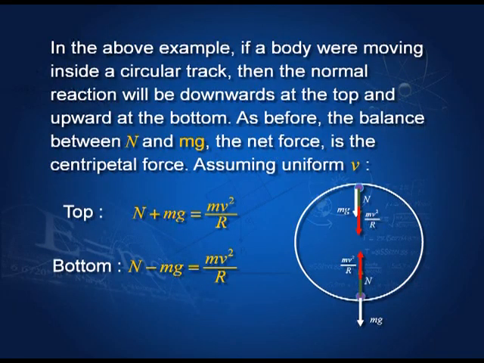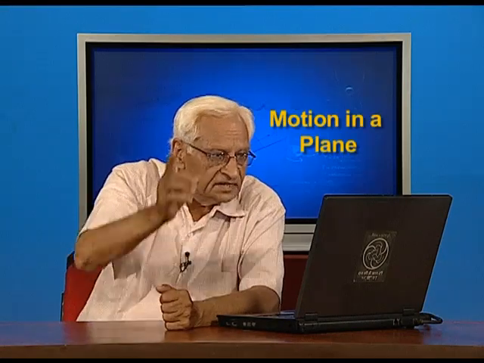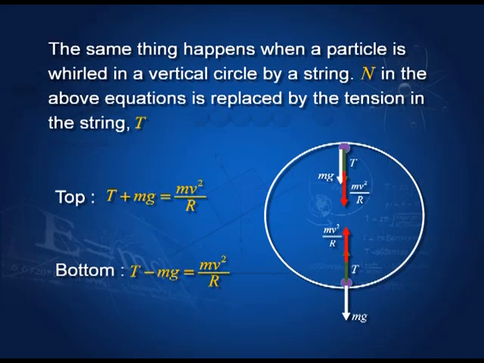So, if we adopt a certain convention about the directions of these forces, then we get these two equations. N plus mg is equal to m v squared by r and N minus mg is equal to m v squared by r, and given m, v, r, etc., we can calculate the velocity required or the normal reaction or whatever is required to be done. Now, we take the same thing, but this time the particle is being whirled in a vertical circle by a string.